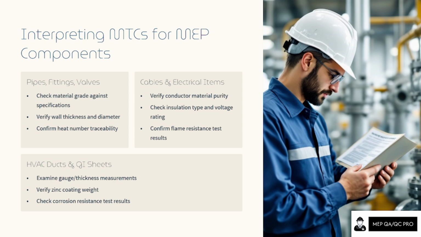For example, HVAC ducts and GI sheet. As I told you in one of my previous videos regarding the basic tools, there is one tool here, the gauge thickness measurement. If you have that tool, you can easily identify the gauge and thickness of those ducts, whether the ducts arriving at site are as per the approved quality requirement. Then you can also identify the zinc coating through that gauge.